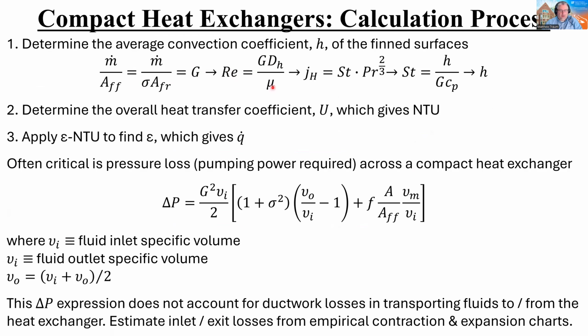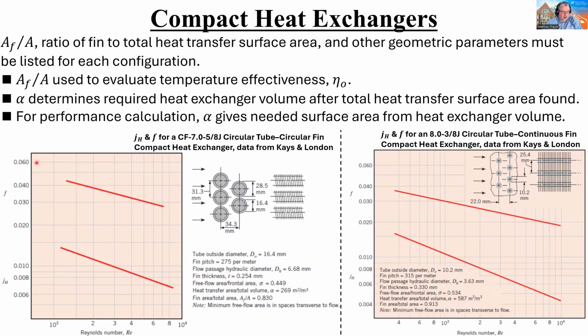We know the viscosity of the fluid. We're going to take the geometry of one of the channels that the fluid is running through and calculate its hydraulic diameter. So this G velocity times hydraulic diameter divided by viscosity gives us the Reynolds number. From the Reynolds number, we can find the Colburn J factor. How do you do that? That's what's on this chart, right?